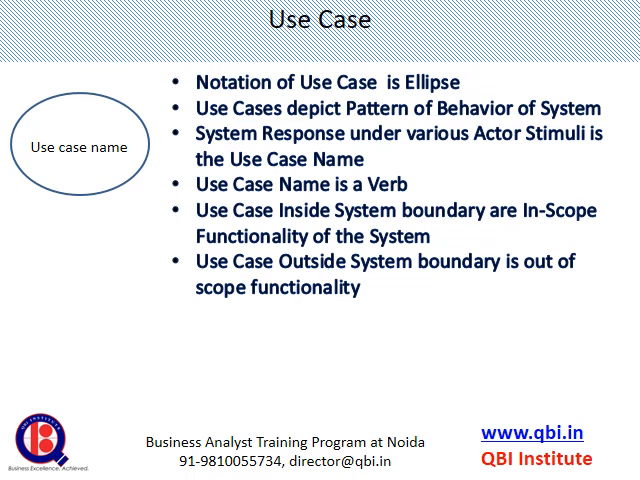Use cases which are shown inside the system boundary, or the rectangle, are the in-scope functionality of the system. The use cases which are shown outside the system boundary are out of scope functionality. So you see, utilizing use cases or the use case model, we can differentiate between the in-scope and out-of-scope requirements.